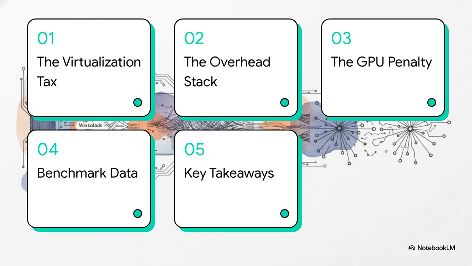All right, so here's the game plan for today. We're going to start with what I like to call the virtualization tax. Then we'll break down exactly where that performance is getting lost in the stack. After that, we'll zoom in on the big one, the GPU penalty. Then we'll look at some hard numbers and finally wrap it all up with the key takeaways you need to remember. Let's get into it.